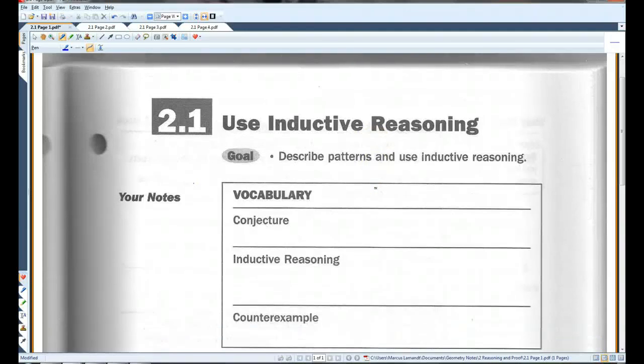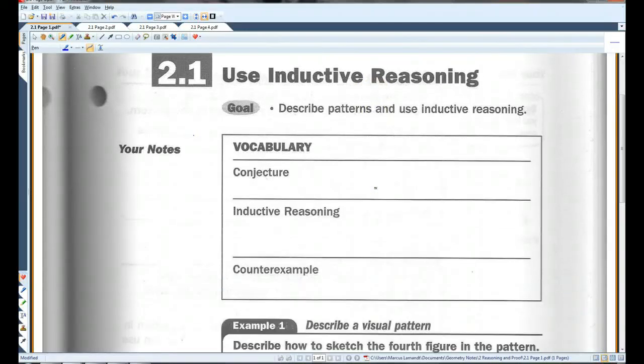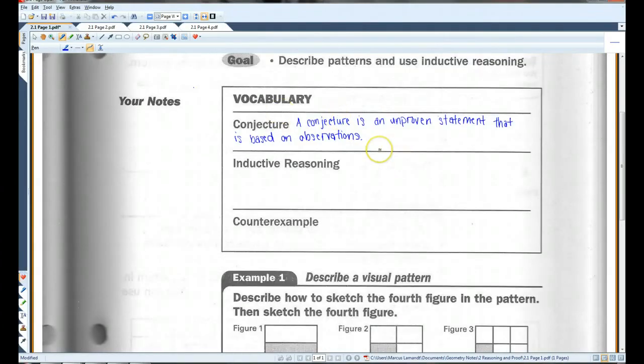Alright, 2.1, use inductive reasoning. We're just going to go over a couple of vocab terms. A conjecture is an unproven statement that is based on observations. Okay? A conjecture is very, very similar to a hypothesis.